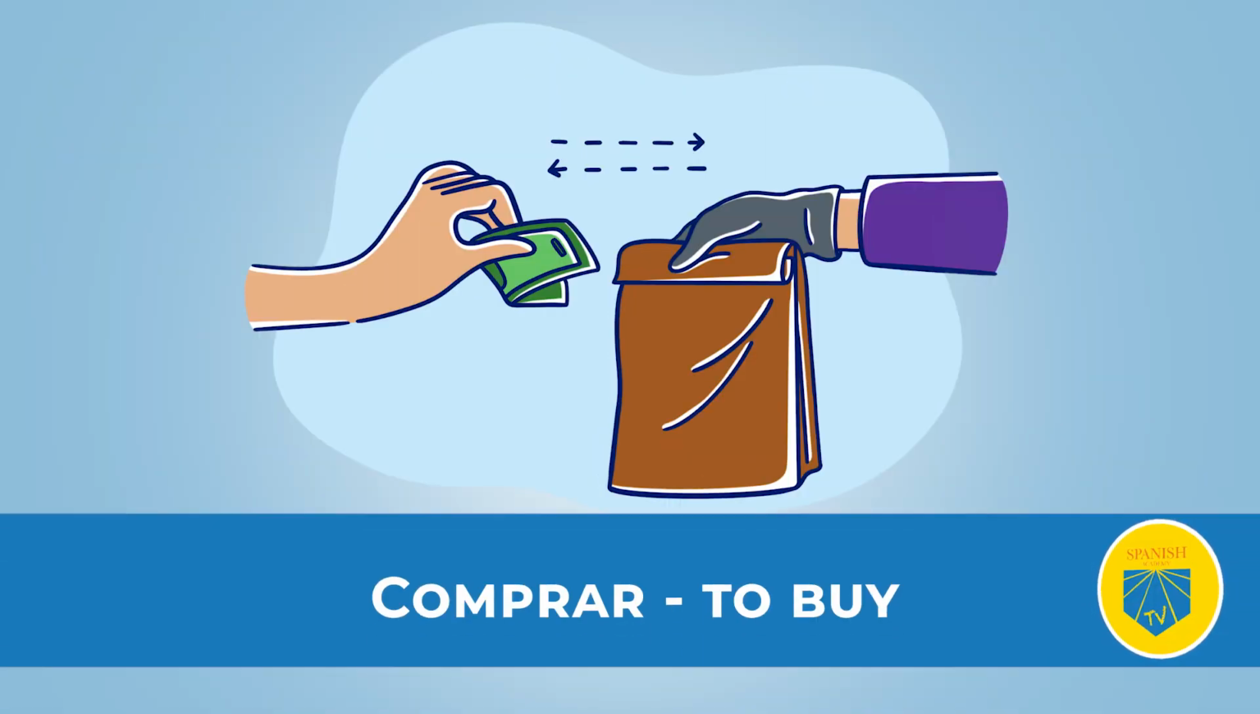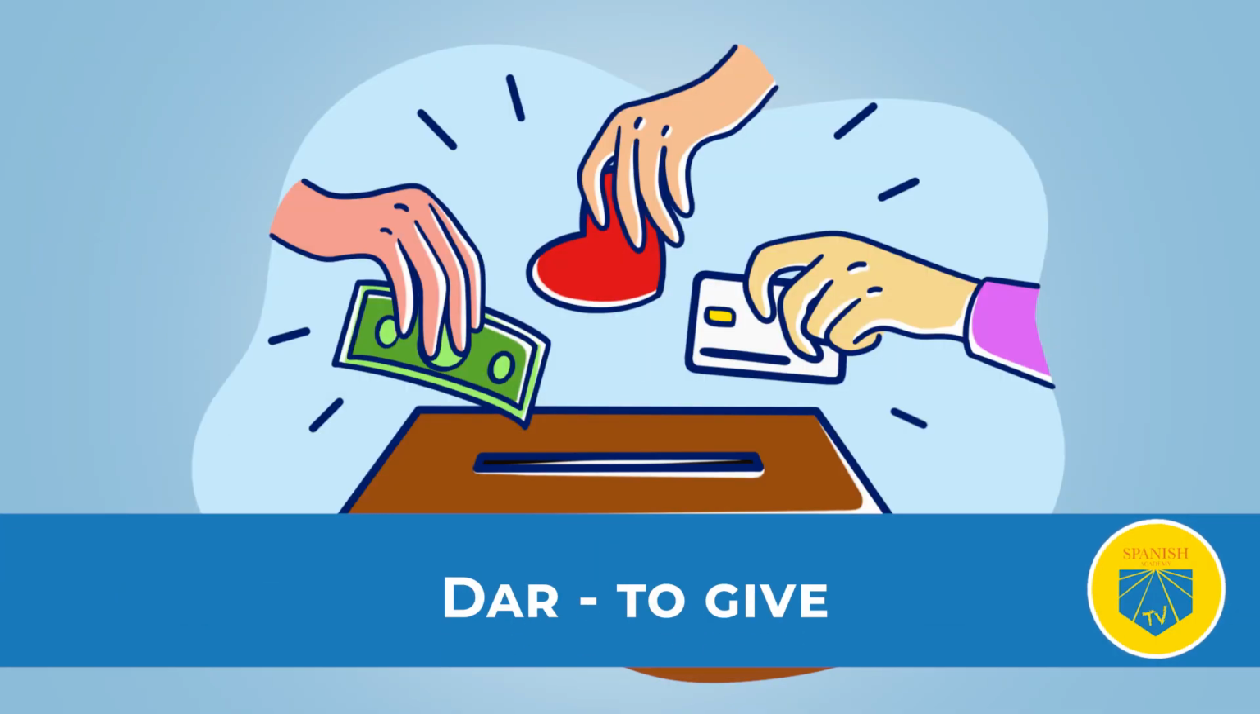Now, there are some verbs that usually accompany indirect object pronouns in Spanish. Let's learn a few of the most common ones. Comprar, to buy. Dar, to give.